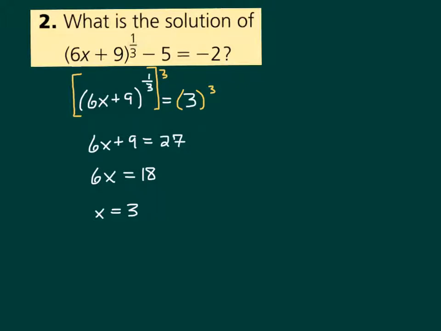If you plug x equals 3 back in, you get 18 plus 9 is 27. 27 to the 1/3 power is 3, and 3 minus 5 is -2, so this works.